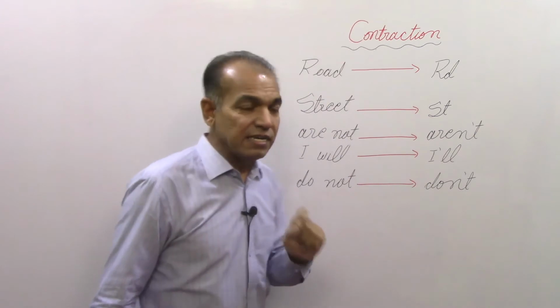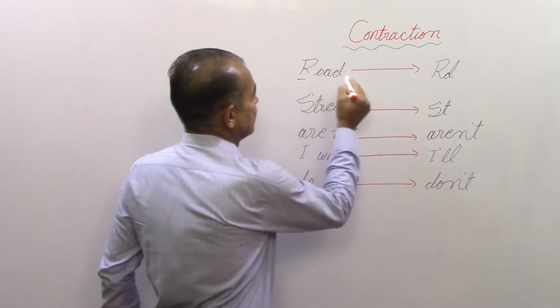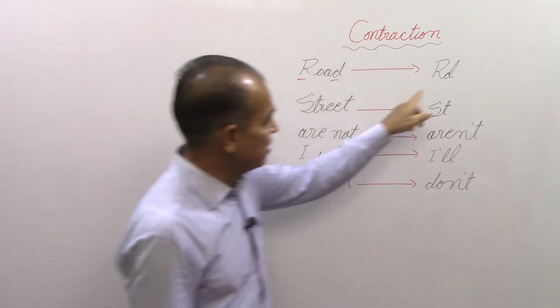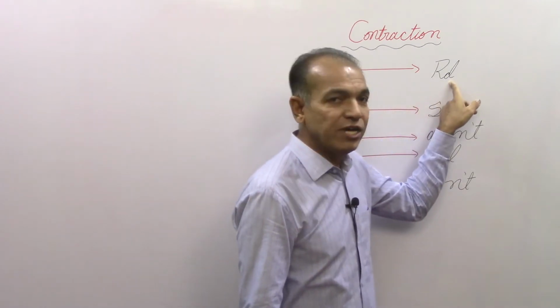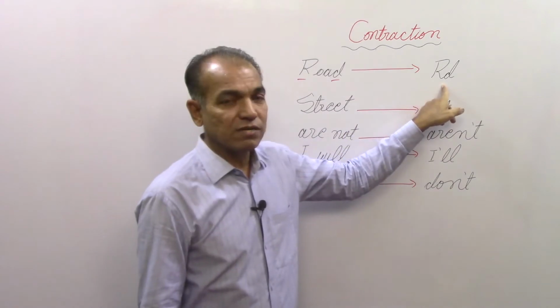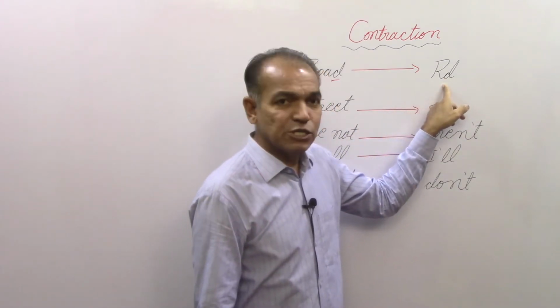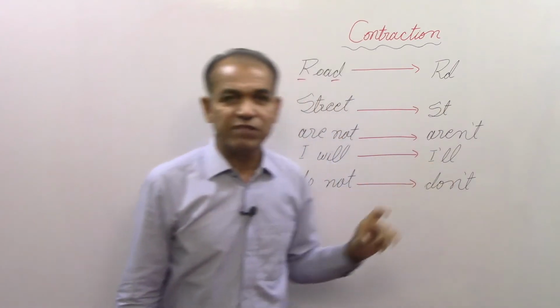So what is the first letter? The first letter is R and the last letter is D. It means a contraction must include R and D. So here you can see that RD. We have changed road into a contraction. In the same way, you would have seen road written in this way in the addresses of different places.